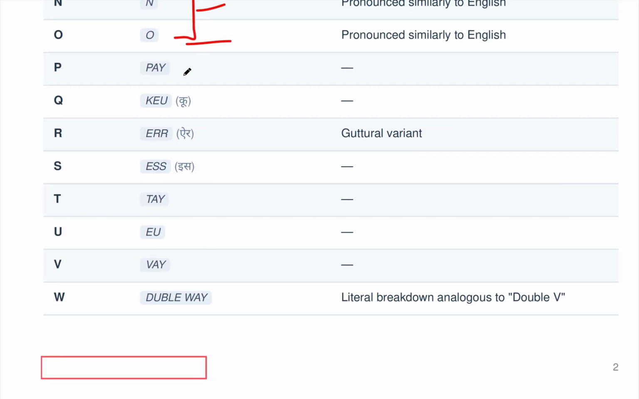Next is P. P will be pronounced like pay, and Q will be pronounced like Q. R will be pronounced like ach. It will give a guttural variant, so it should come from your throat. It's a little bit difficult to pronounce R. It's a little complex in the French language. But in the initial phases, you can simply say R. When we move to the intermediate and advanced sessions, we will say it like ach.